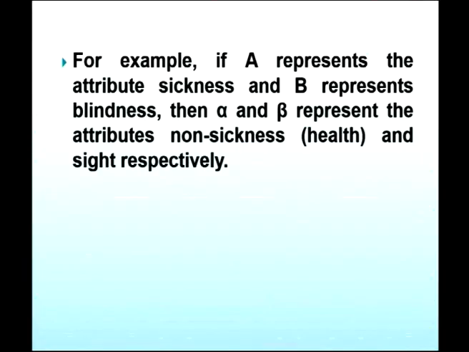For example, if A represents the attribute sickness and B represents the attribute blindness, then alpha and beta represent the attributes non-sickness, that means healthy, and sight, since the antonym of blindness is sight, respectively. So beta represents the non-blindness which is sight.